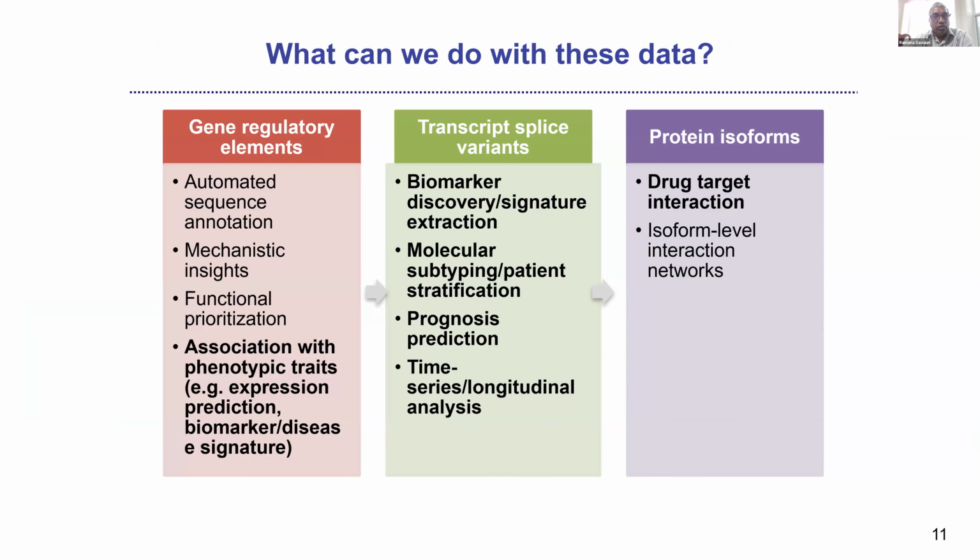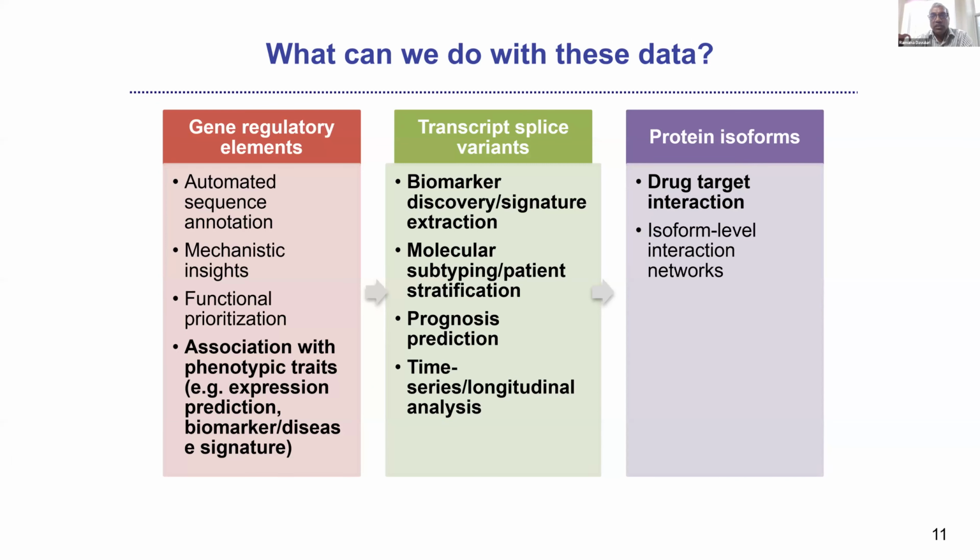So what we can do with all these data sets, we can obviously annotate these different regulatory elements, automated sequence annotation. We can get mechanistic insights, and we can prioritize which sites could be affecting these functional elements like promoters and binding sites. Using the splice variant information, we can come up with better biomarkers or signatures of different cell types or different cancer subtypes that we use for molecular subtyping or patient stratification. We can come up with better prognostic predictions, and we can also do time series and longitudinal analysis.